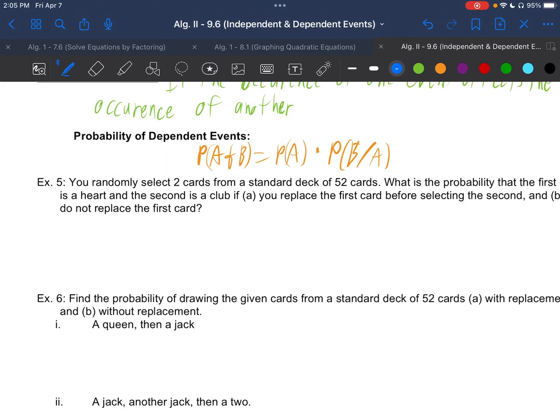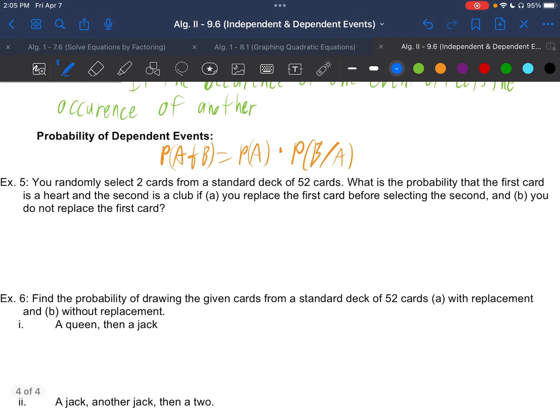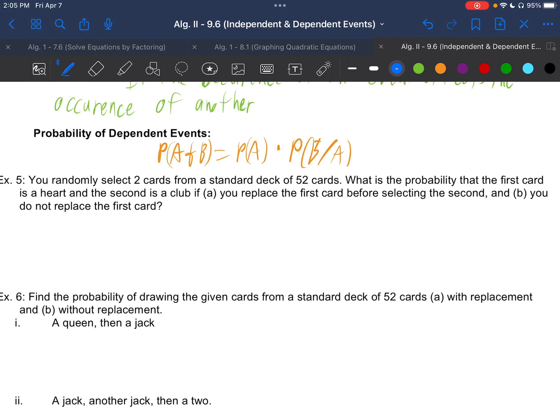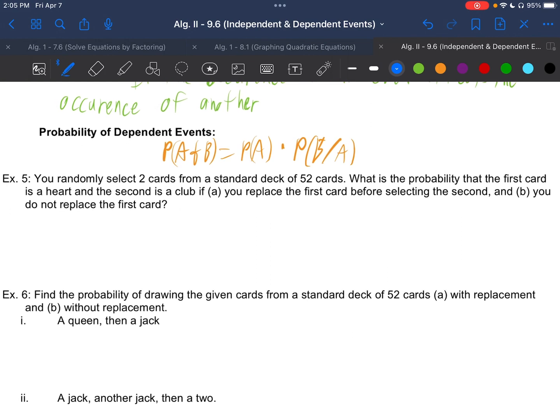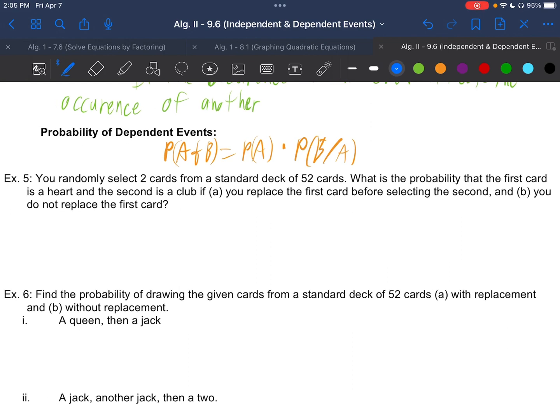So in example 5 here, you randomly select 2 cards from a standard deck of 52 cards. What's the probability that the first card is a heart and the second is a club? And we're doing 5A for if you replace the first card before selecting the second, and part B, that you don't replace it.